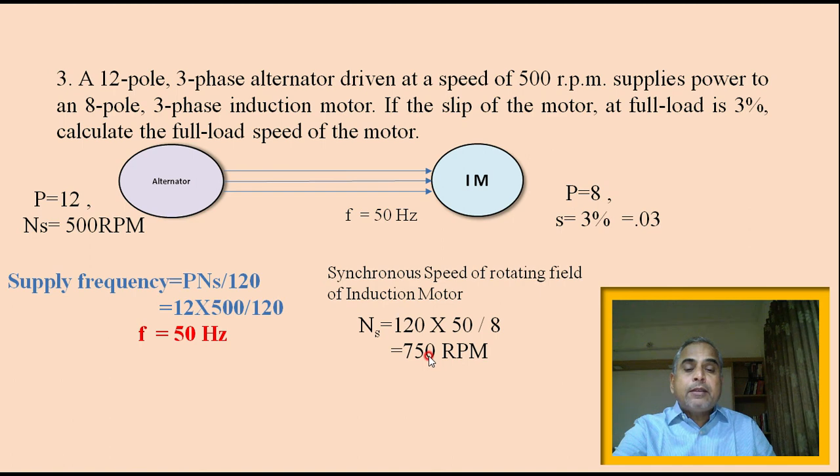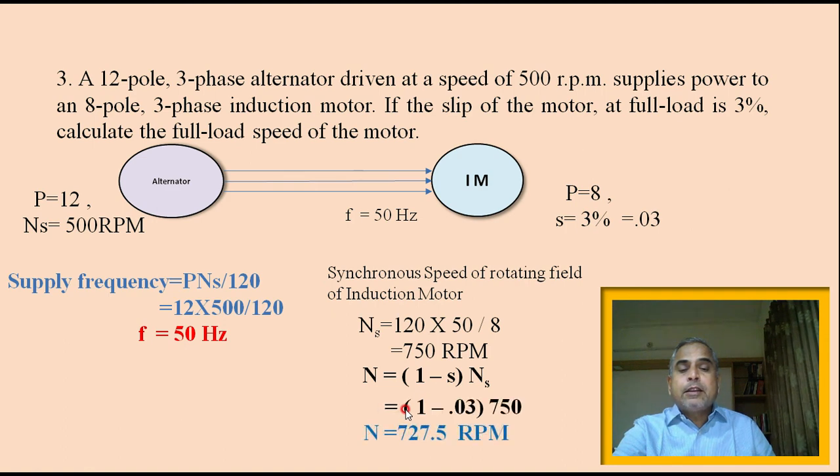We know the synchronous speed, we know the slip, then you can calculate N very easily. That is N is equal to 1 minus S into Ns. S is given, that is 0.03, Ns you have calculated as 750, just substitute S and Ns, that is 1 minus 0.03 into 750, you are getting 727.5 rpm. It is a very simple numerical, just analyze the problem properly.